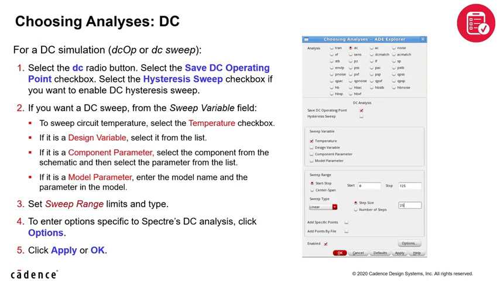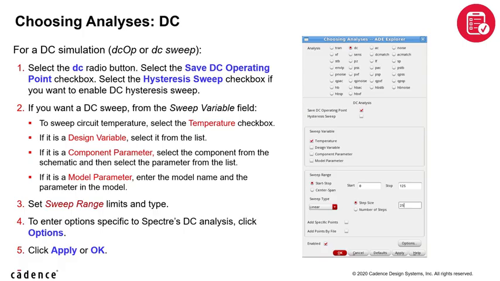Here we look at setting up a DC analysis. By default, DC is the analysis that is chosen. And if you simply want to view your DC operating points, you can run a simulation by just checking this box for Save DC Operating Point.